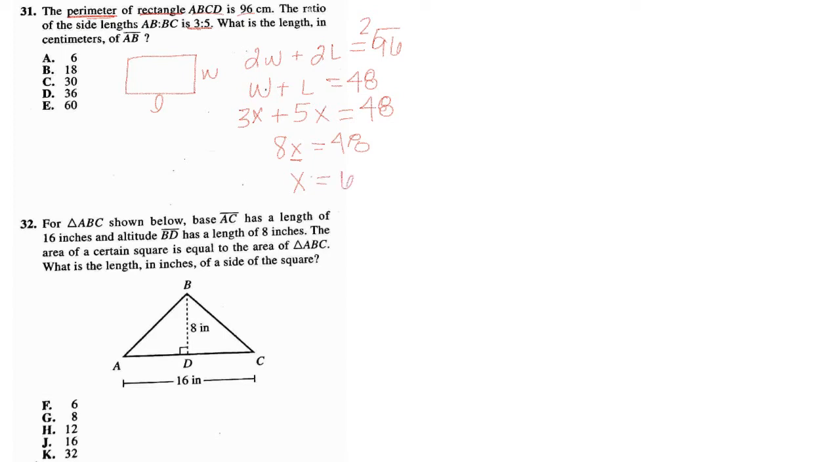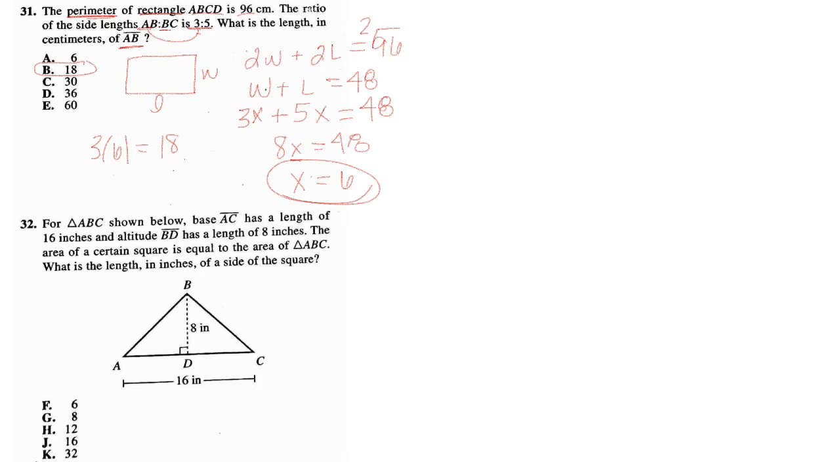Now, we want to know, well, what is the length of AB? And AB to BC is 3 to 5. Well, we know that that scale factor really is 6 here. So really we need to multiply that by 3. So 3 times 6 is going to generate that 18 for us. So B is the answer choice for 31.